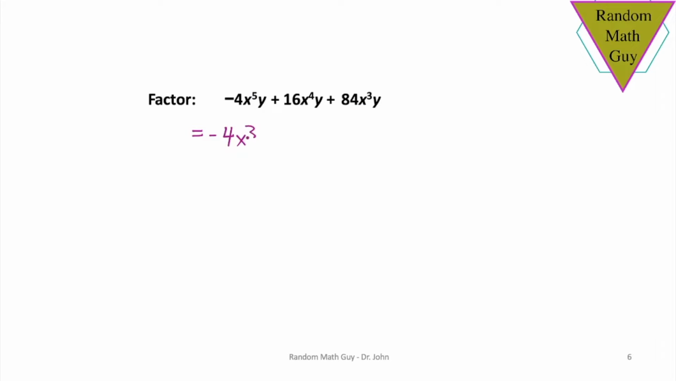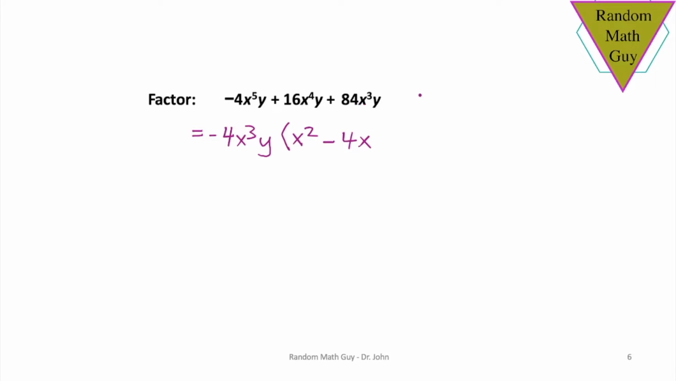So we're going to take out an x cubed as well as take out a y because they all share a y. That leaves us with an x squared in the leading term. 16 divided by negative 4 is negative 4x. And then 84 divided by 4, you can divide by 2 twice here, so that's going to be 21.